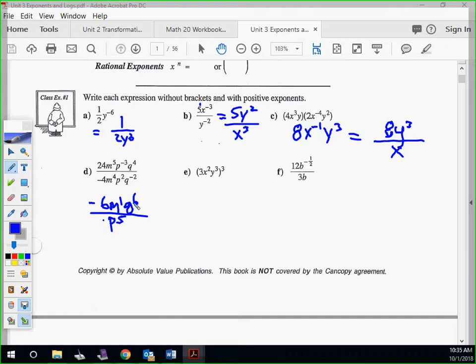Okay, this is talking about right here the power of a product. Power of a product. So this cube is going to hit all 3 of these. So you're going to have 3 cubed, which is 27. And then it's power to a power with these, so that's going to be x^6, y^9. And that's it. Okay.